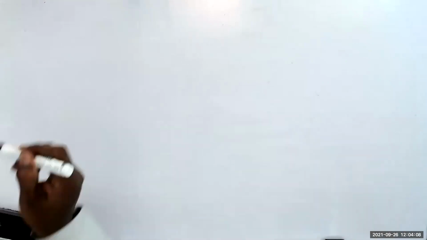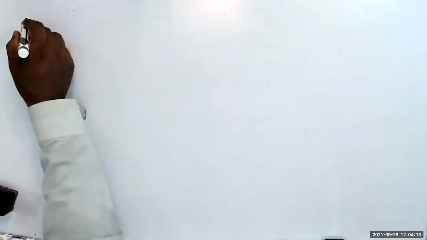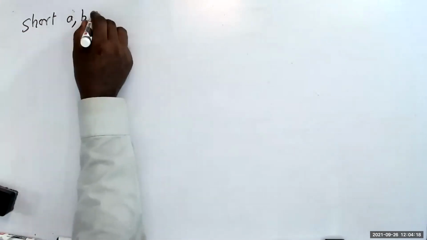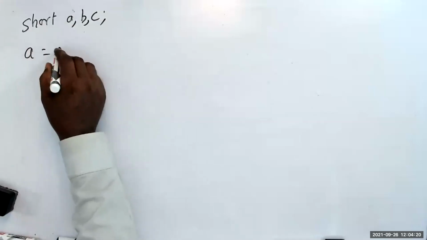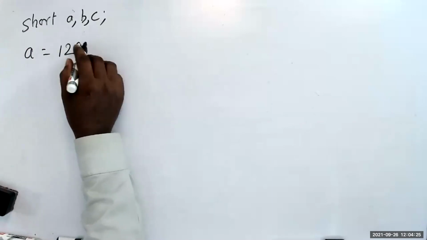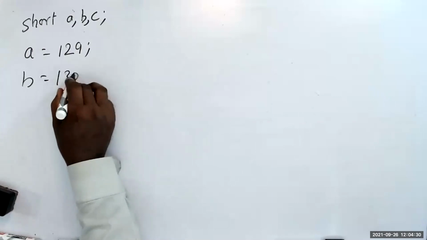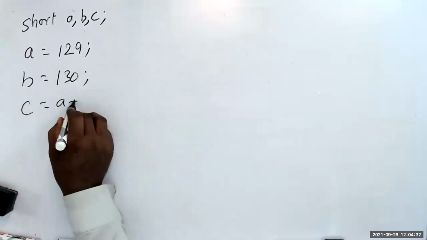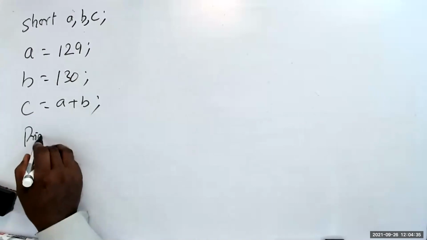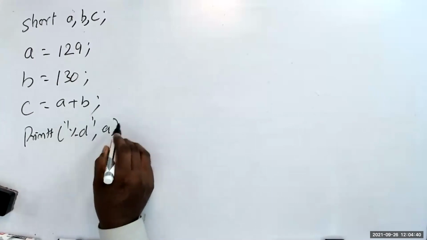I write in assembly, but I'm doing it in C. I put char, short A, comma B, comma C. A equal to 129. B equal to 130. C is equal to A plus B. Printf, comma A.